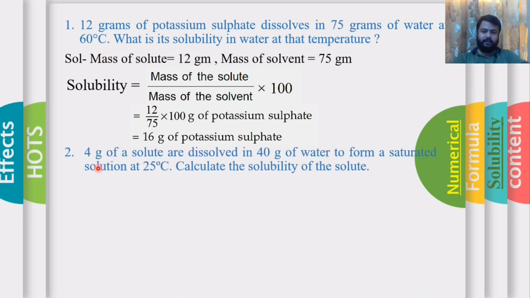Now we will see the next numerical. 4 gram of solute is dissolved in 40 gram of water to form a saturated solution at 25 degrees Celsius. What is the solubility of the solute? Again, mass of solute divided by mass of solvent into 100. It is 4 divided by 40 into 100. 4 by 40 is 1 by 10, zeros cancel out, so 10 gram will be the solubility of that particular solute.